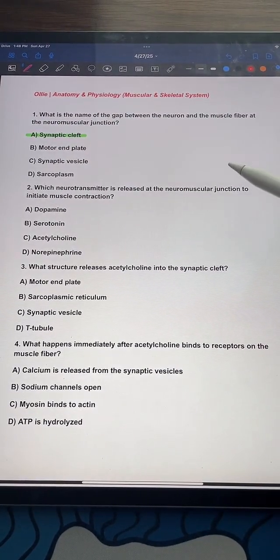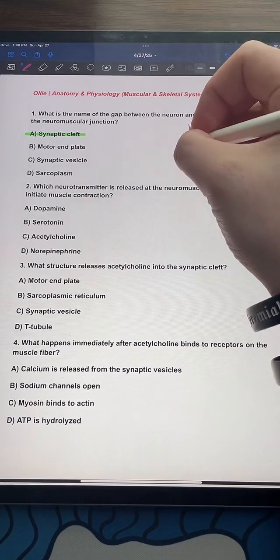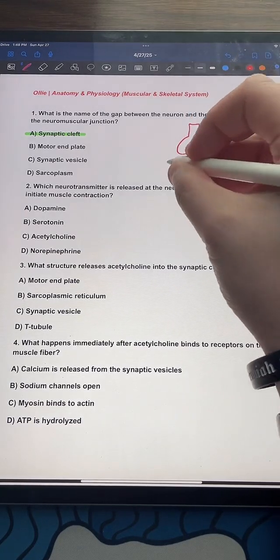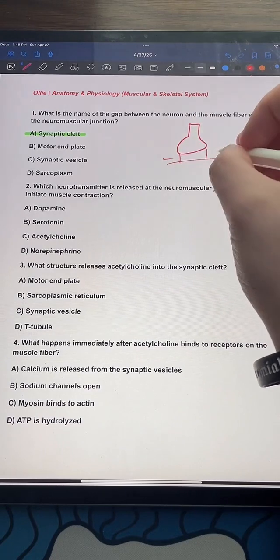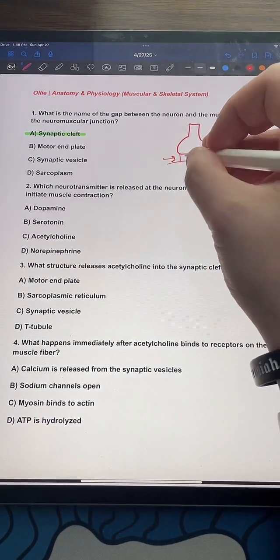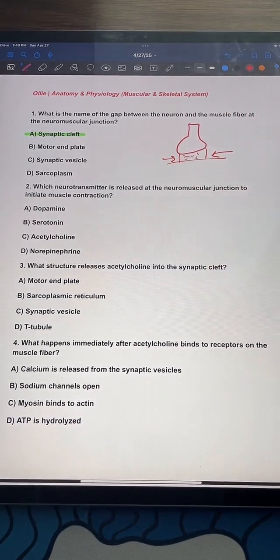The motor end plate is part of the muscle fiber membrane. The synaptic vesicle stores neurotransmitters inside the neuron, and the sarcoplasm is the cytoplasm of the muscle fiber. The synaptic cleft is that tiny space between the axon terminal of the neuron and the motor end plate of the muscle. So if you have your axon terminal and your end plate, it is the area between here. This is where acetylcholine gets released across.